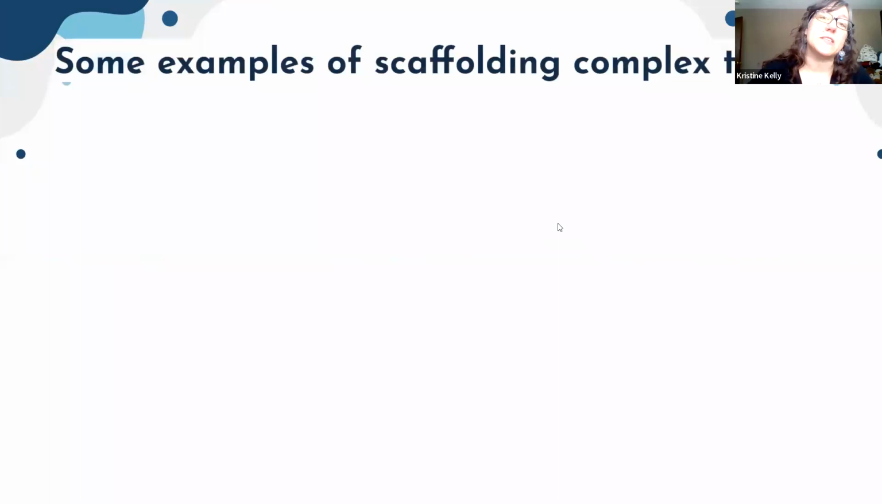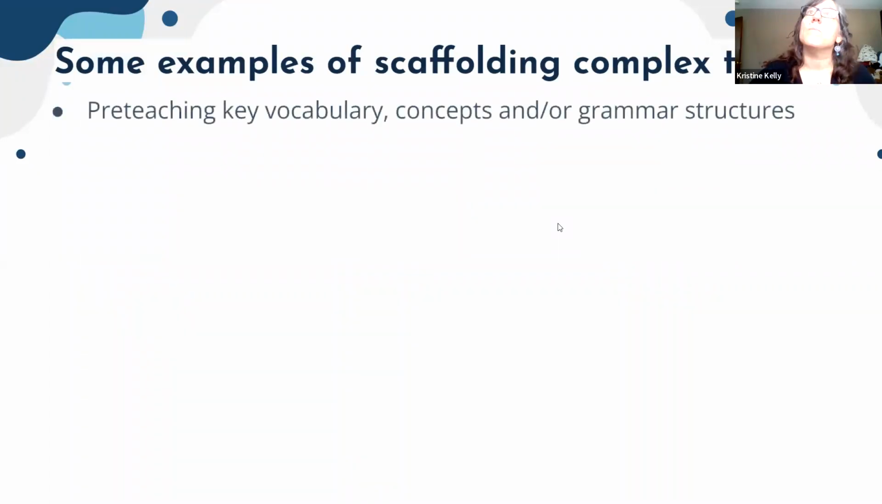So some examples of scaffolding complex text: pre-teaching key vocabulary concepts or grammar structures. I've seen teachers pre-teach if there's a particular grammar structure. Maybe there are a lot of complex sentences, a lot of adjective clauses. Maybe I've seen an example of text that had a lot of uses of this, that, these, and those, and having students do a mini this, that, these, and those lesson so that they could track.